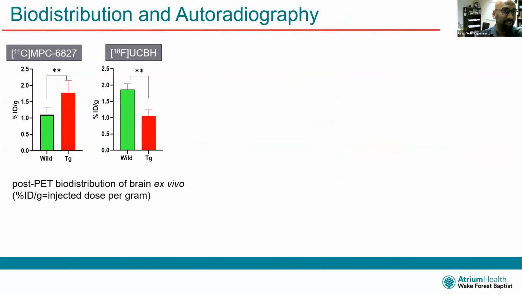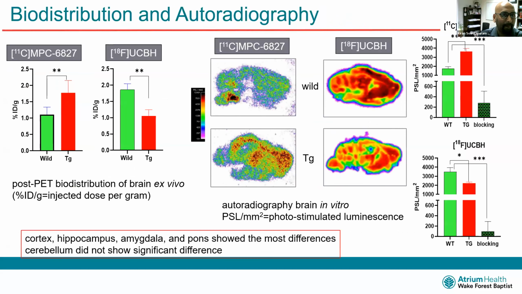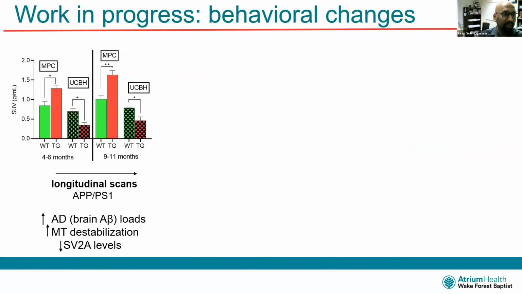Not just the imaging, we also showed with biodistribution and autoradiography that the same thing was corroborated. That is, the transgenic mice had a higher MPC uptake, which indicates microtubule disintegration, and SV2A was lower in the transgenic mice. So we're still doing this work in progress.